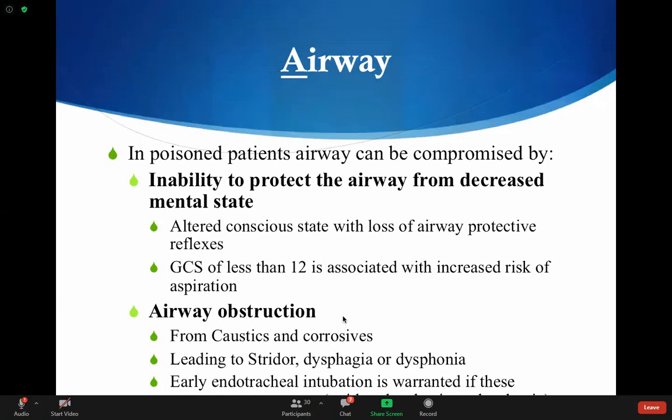So protect their airway, it's a priority. Sometimes they are overly sedated, very badly sedated, that they cannot handle their secretions. They need intubation because they're gonna aspirate. And sometimes they're vomiting and altered, so you need to protect their airway because they're gonna aspirate the vomit.